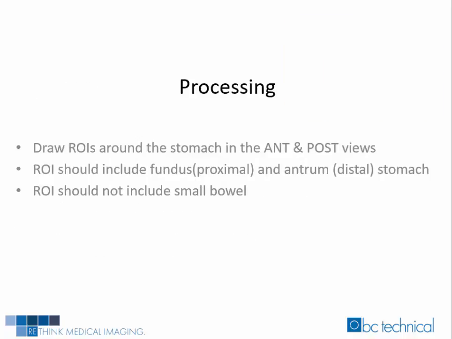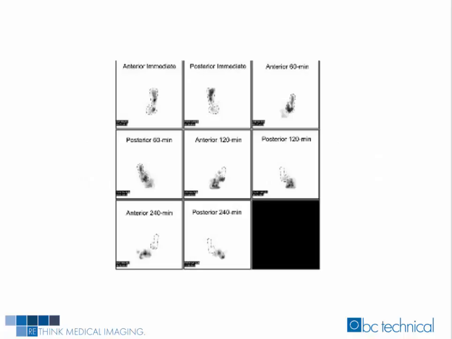When processing a gastric emptying study, we need to draw regions of interest around the stomach. The region of interest should include the fundus, proximal, and the antrum, distal, stomach. The region of interest should not include small bowel. Typical anterior and posterior stomach regions are shown here.